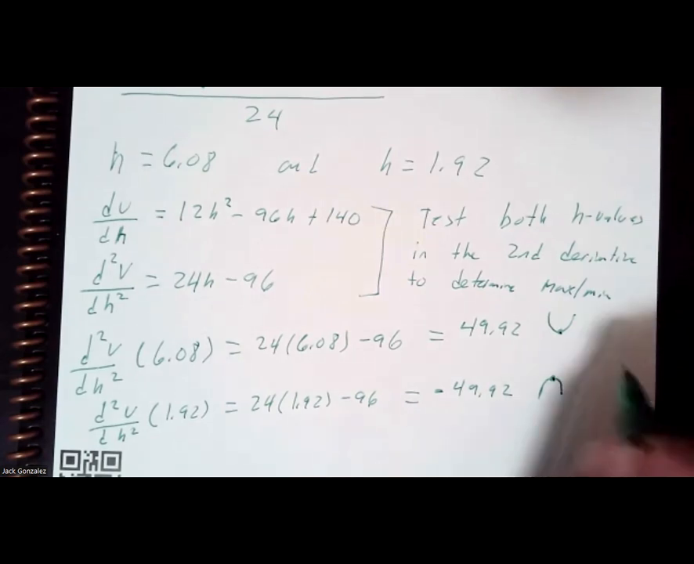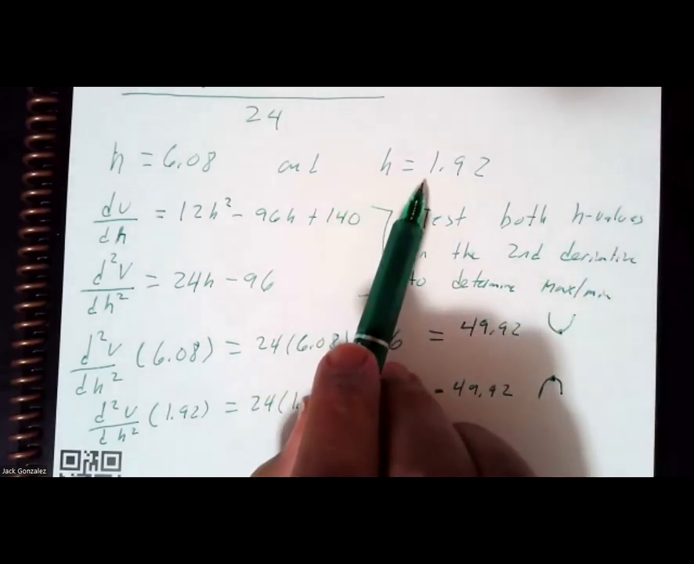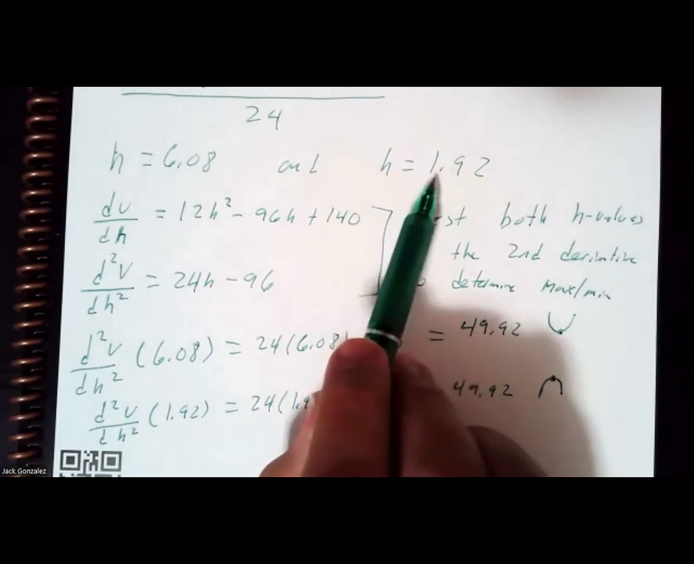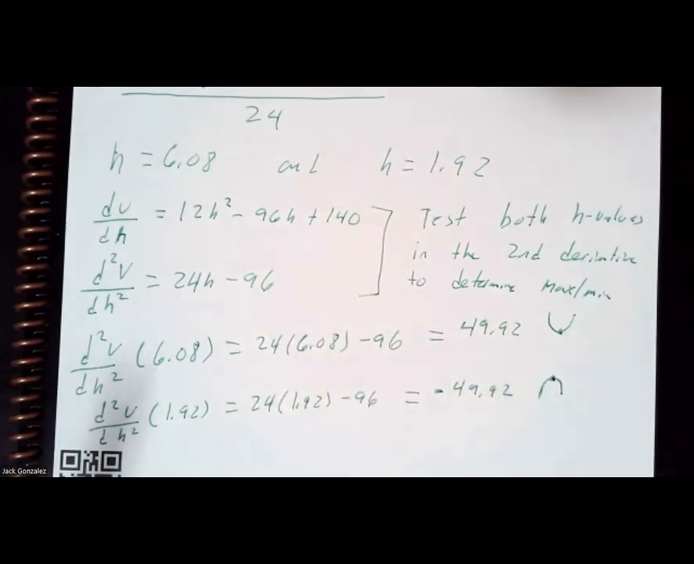So maximum when our height is 1.92. So we need to cut the box corners around 1.92 inches. That'll create the most depth, the most volume. The question asks for the maximum, right? Yeah, so they want the height. What height gives the maximum, and then give them the maximum. So let's go ahead and do that next. But so far, is the logic making sense?